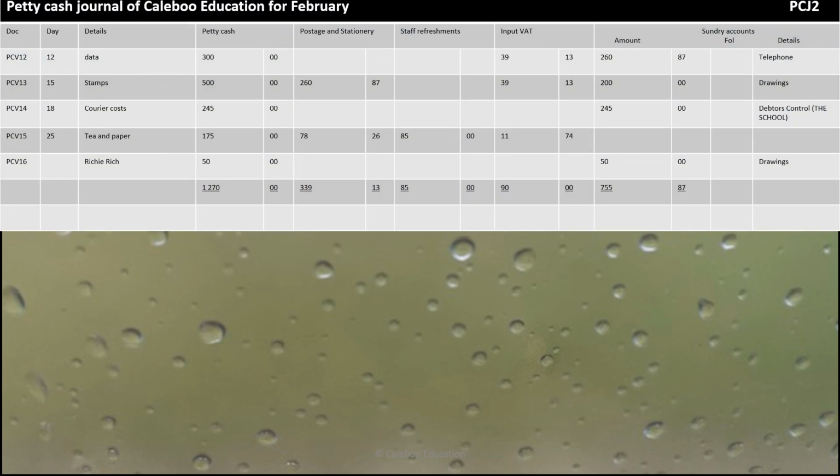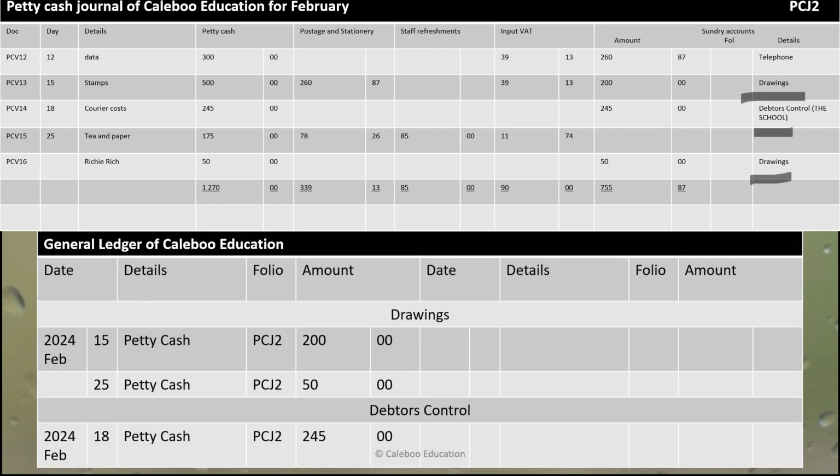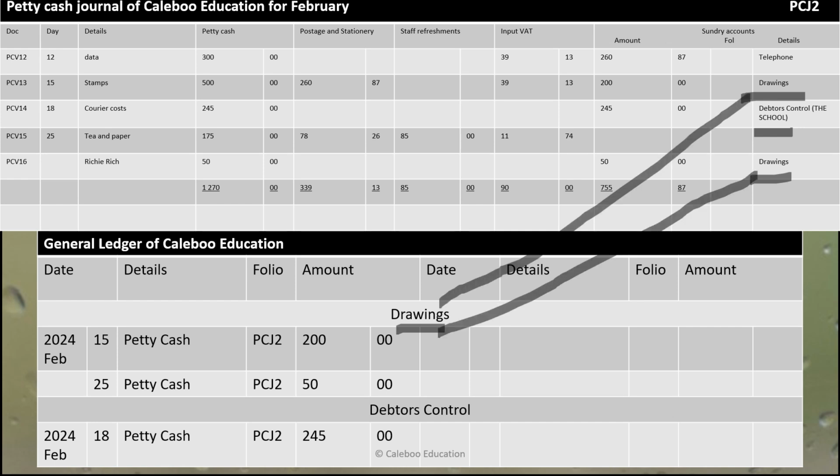So what we're doing now is I'm going to look at the drawings account and the debtors control account in the general ledger. So here we have the drawings account, and we're going to take the information and put it into the general ledger account on the days the transaction took place, because it appears under sundry.